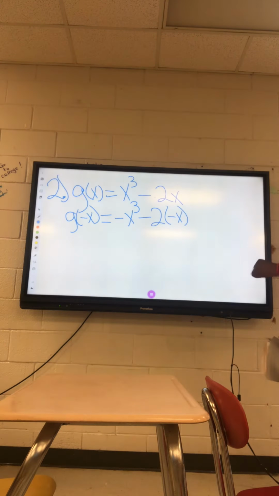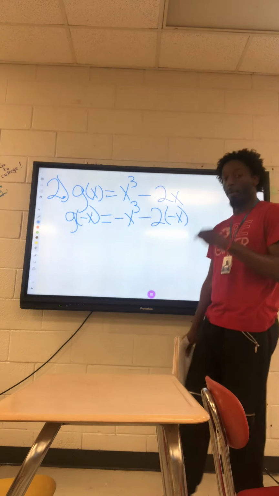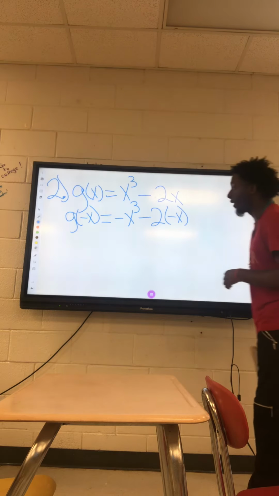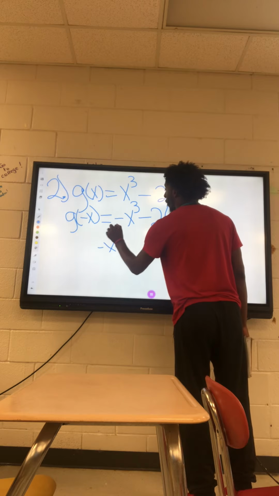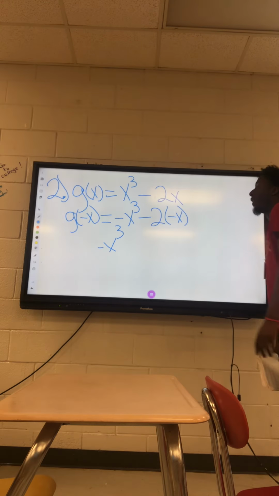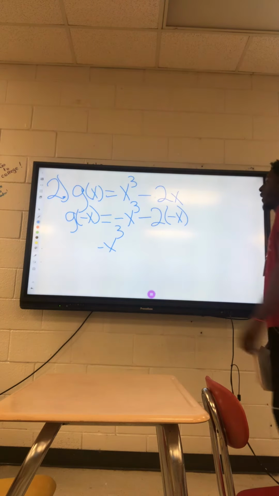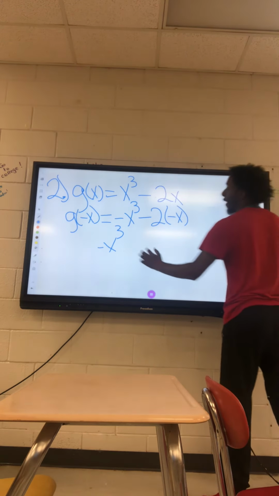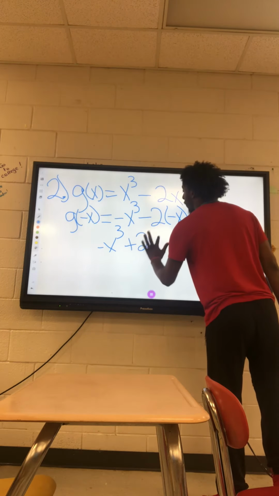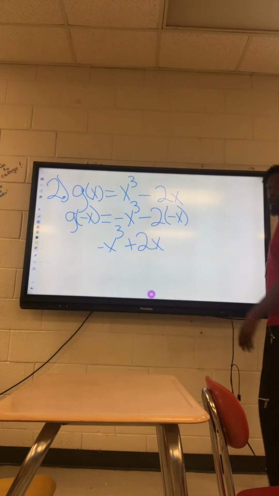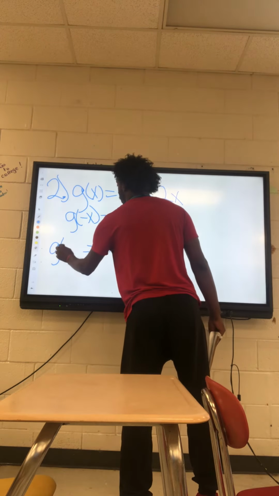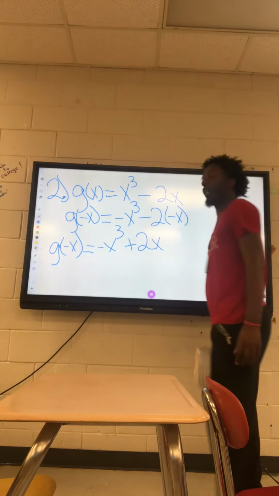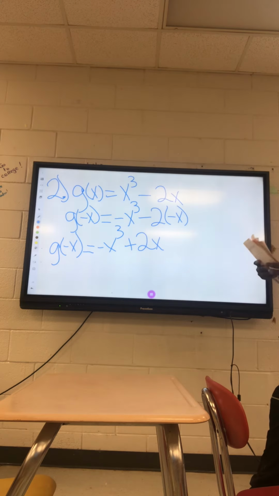So a negative times a negative is going to give us what again? Correct, a positive. And a positive times a negative is always going to bring us right back to a negative. So that's going to remain as negative x cubed. Negative 2 times negative x, that'll change to a positive 2x. Nothing else we got to work out here. So our g of negative x is going to now equal negative x cubed plus 2x.